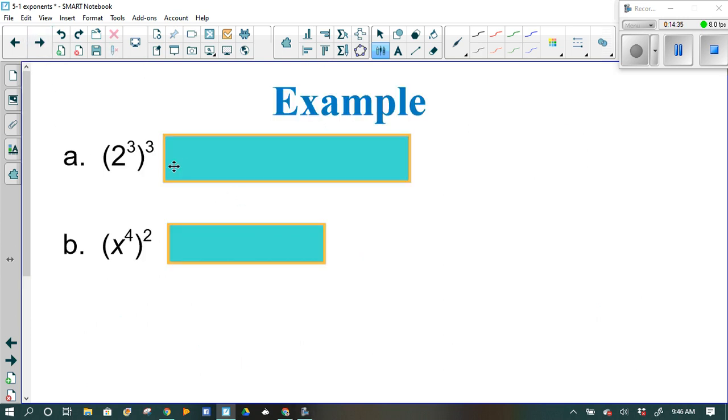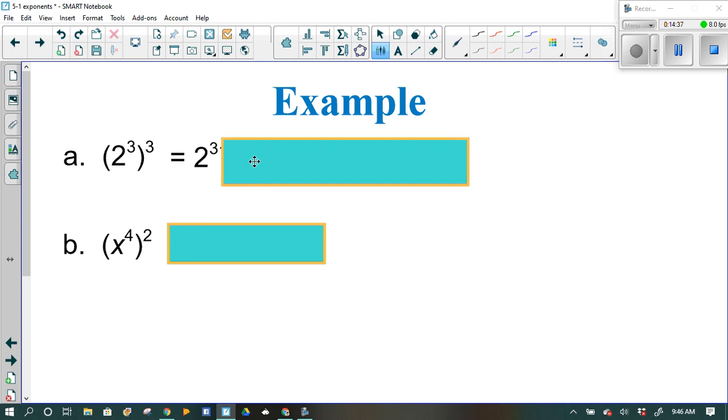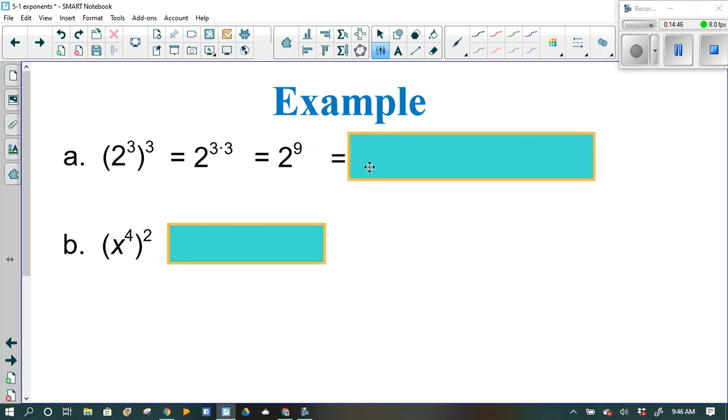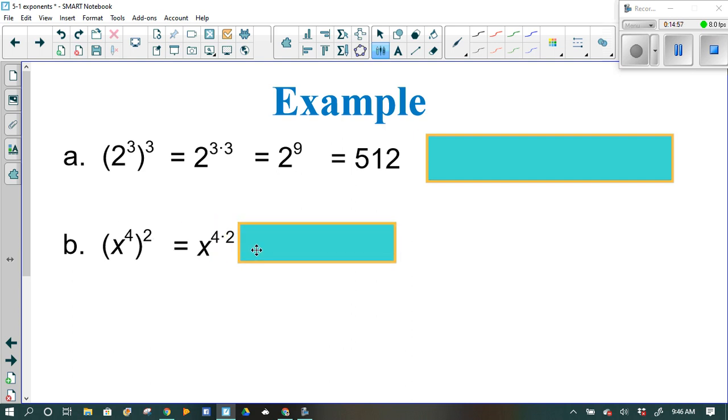So 2 to the 3rd to the 3rd. So 2 to the 3 times 3. Well, what is 3 times 3? That would be 9. What is 2 to the 9th power? That would be 512. Always make sure that you carry it all the way through. X to the 4th squared. Well, what's 4 times 2? X to the 8th. And as long as this is a variable and you do not have a value, then you stop right there.